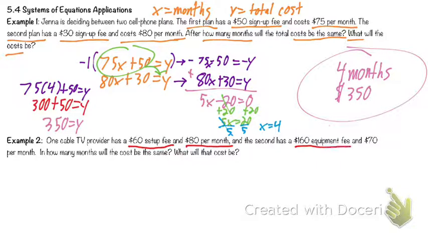Okay, Sarah, what's important to you? Okay, the $160 equipment fee. Okay, equipment. Does that sound like a one-time fee or every month fee? Probably a one-time fee, right? For whatever cable box or whatever they're doing there.